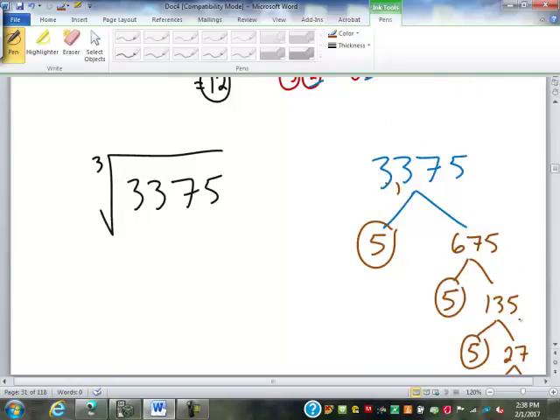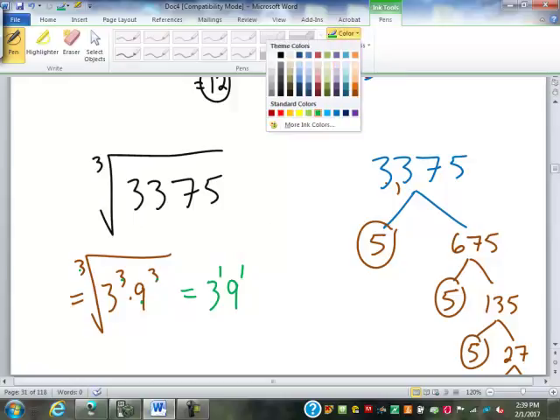So this is 3 to the third times 9 to the third. We're doing a third root. So it's going to be 3 to what power? Third divided by 3 is 1, right? 9 to the third is going to be 9 to what power? 1. Perfect. So this is just 3 times 9.